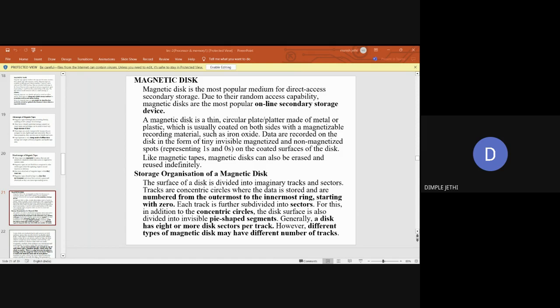I just showed you two types of category for all these storage devices. So magnetic tapes come under which category, and magnetic disc comes under which category? I'm asking. Anyone? Francis, Zomana.